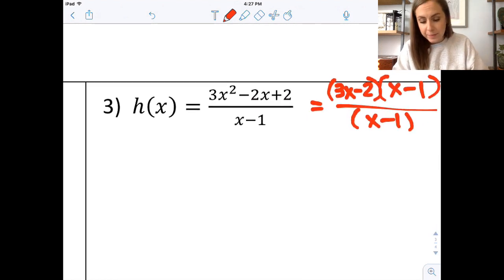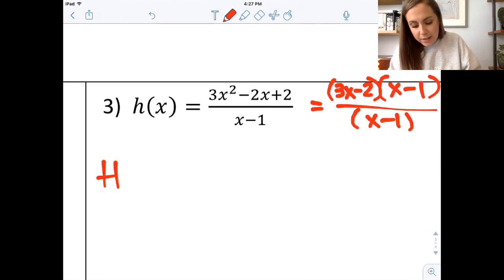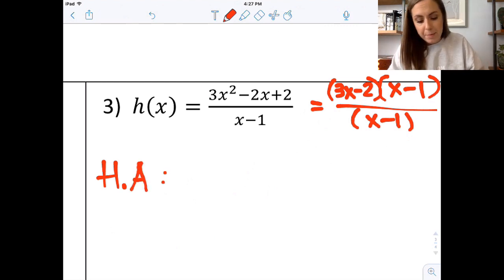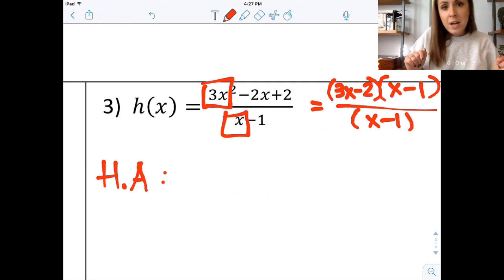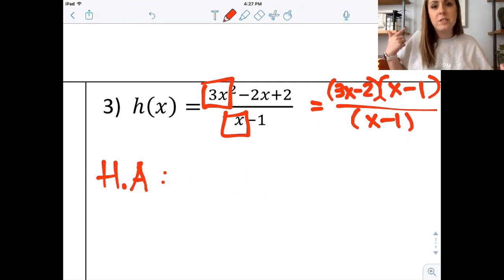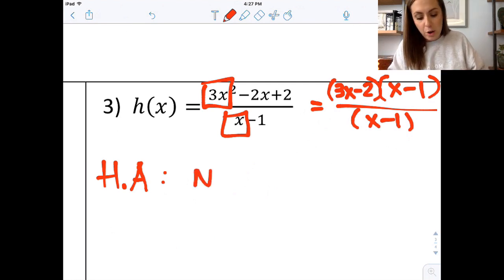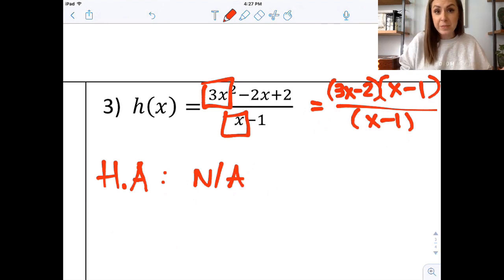So let's start with the horizontal asymptote. The horizontal asymptote of this, look at your dominant terms. That's dominant in the numerator. That's dominant in the denominator. The numerator is growing faster. And so because the numerator is growing faster, I would say this has no horizontal asymptote. There is not one. It's just going to keep growing forever.